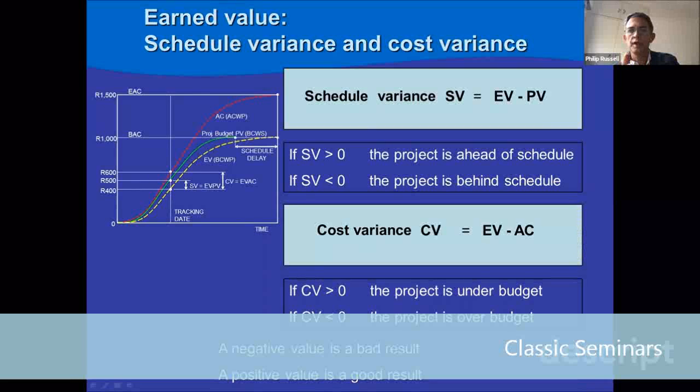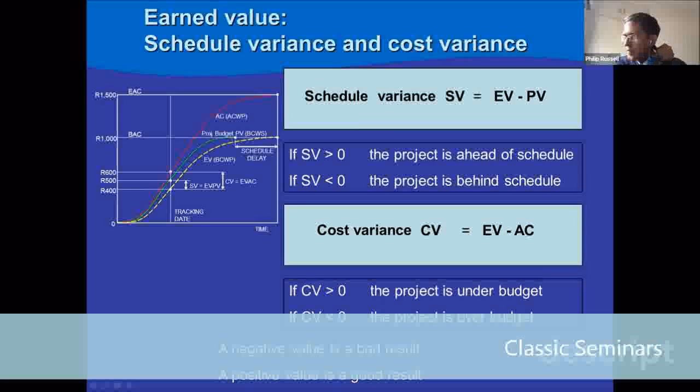So in the case of our example, we have received 400 rands worth of deliverables, which is the earned value. And we said we would have 500 rands worth of value by this point in time. So 400 minus 500 is negative 100, which gives us a schedule variance which is less than 0. So that means the project is behind schedule.